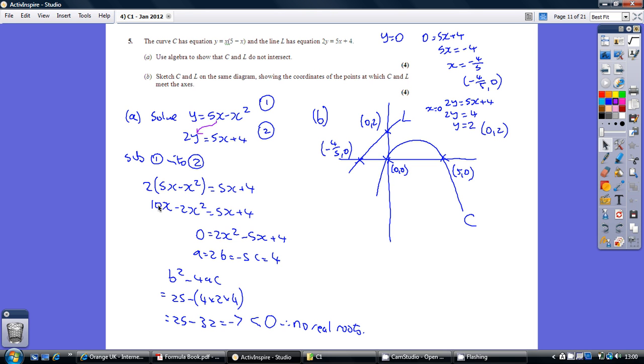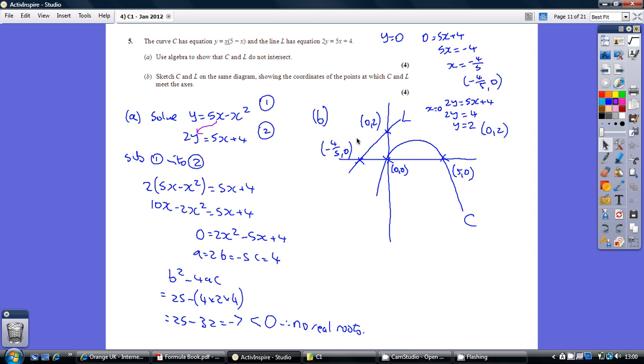Right, and then it's just straightforward algebra. So multiply out the bracket gives us this. Take everything over to the left hand side by minusing 5x and minusing 4. We get this quadratic to be solved. So a is 2, b is minus 5, c is 4. Remember, a being the coefficient of x squared, b being the coefficient of x, and c being the number on the end. So the discriminant is b squared minus 4ac, so substituting this in, we find out that the discriminant is minus 7. This is less than 0, so there are no real roots.